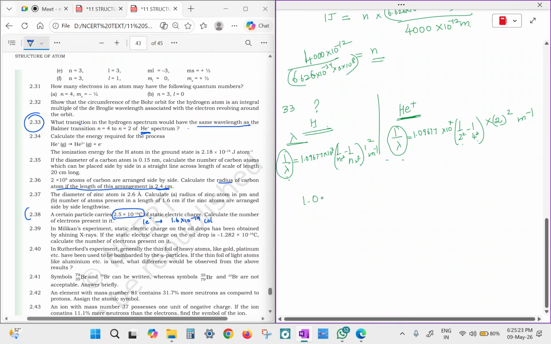So let me equate. 1.09677 will get cancelled, that's the same thing. So 1 by n1 square minus 1 by n2 square into 1 square meter inverse is equal to 1 by 2 square minus 1 by 4 square times 2 square meter inverse, or we'll put it as 4. So what should be the value of n1 and n2 to make the left hand side equal to the right hand side? Can you guess?